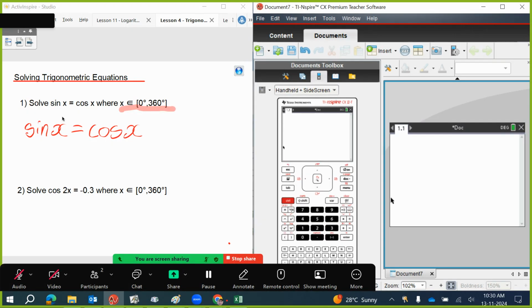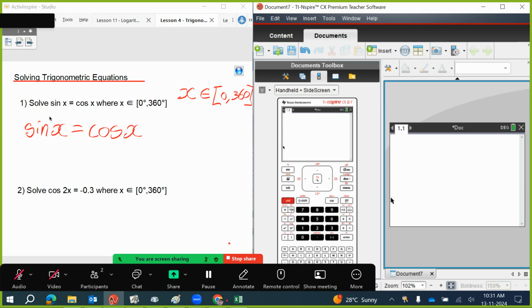Okay, so what we see here is this symbol. This symbol is an element of. It's set notation. It means x is an element of, and then we're given an interval from 0 to 360. So we have to find all of the possible values of x in that interval.